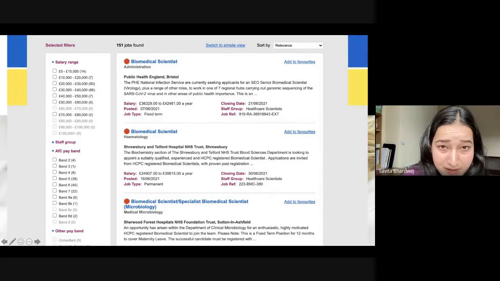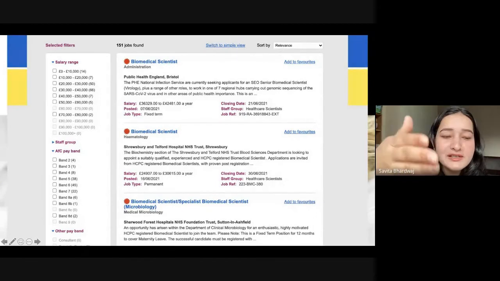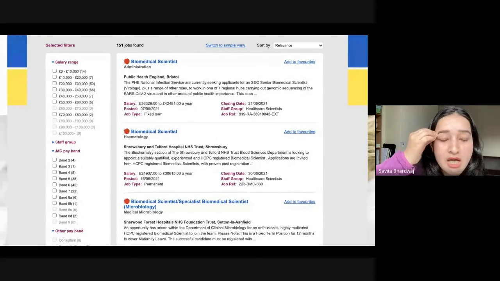You can see biomedical scientist, biomedical scientist. The first one is Public Health England. Second is the name of the trust, the hospital name. That's the area name and the trust hospital. The next is again the area name and NHS Foundation Hospital. They need administration, hematology, medical microbiology. So in this way, there's a huge list. Sorry, I'm not able to show you the entire screen, otherwise I could show you how to apply.